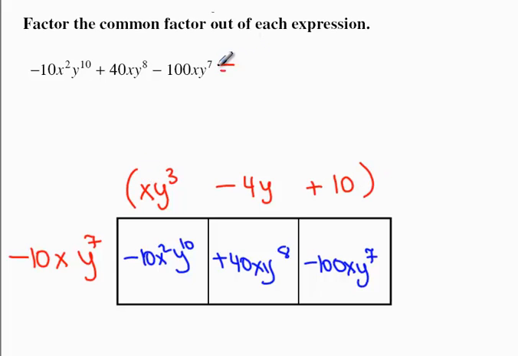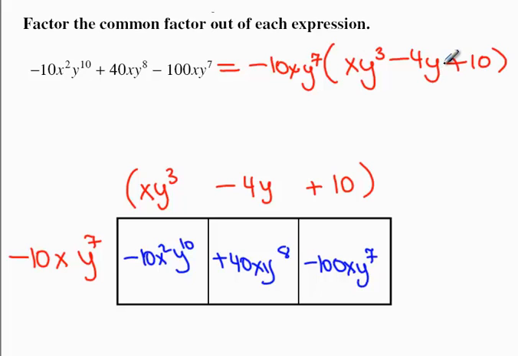So in factored form, this trinomial is going to be negative 10xy to the seventh, factored on the outside, times xy to the third minus 4y plus 10. And that's how you can factor using the box method.